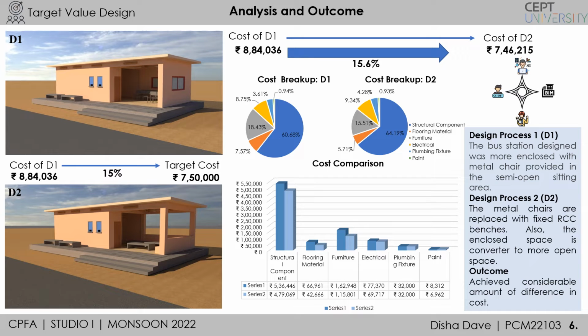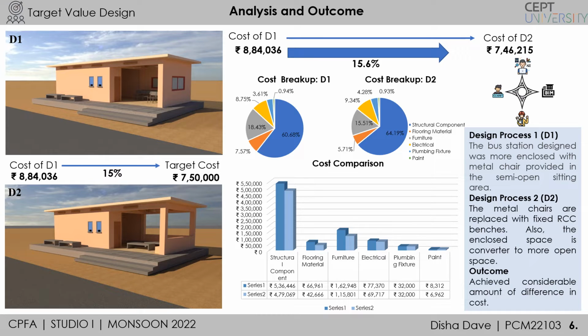Here, the design process 1 and 2 and their 3D models are mentioned. In D1, we can clearly see that the bus station is more enclosed, and it has metal chairs, which are replaced by RCC chairs in design process 2. Also, the bus stop is made more open rather than closed in design process 2.